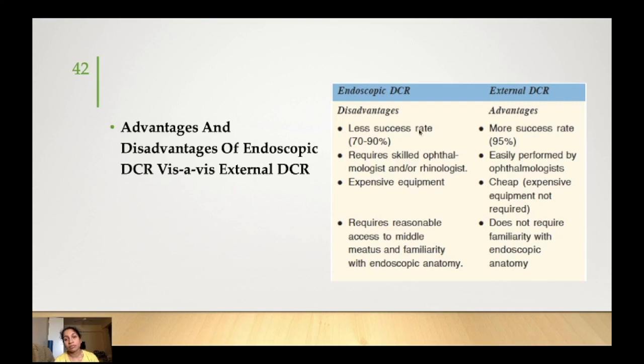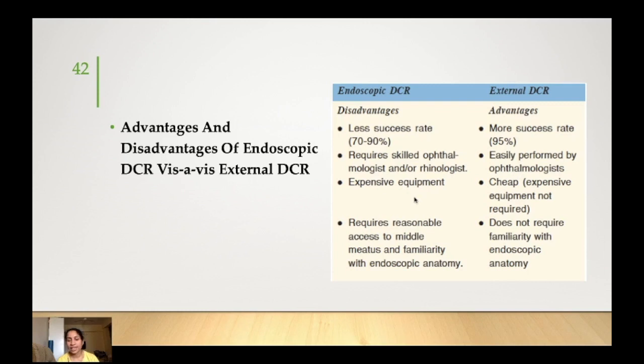Then endoscopic disadvantages and external DCR advantages. In endoscopic DCR there is a lower success rate, but in the external method there is a higher success rate. Endoscopic DCR requires a skilled ophthalmologist and rhinologist. Both an ENT surgeon and an ophthalmologist are required, whereas in the external approach only an ophthalmologist can do it.